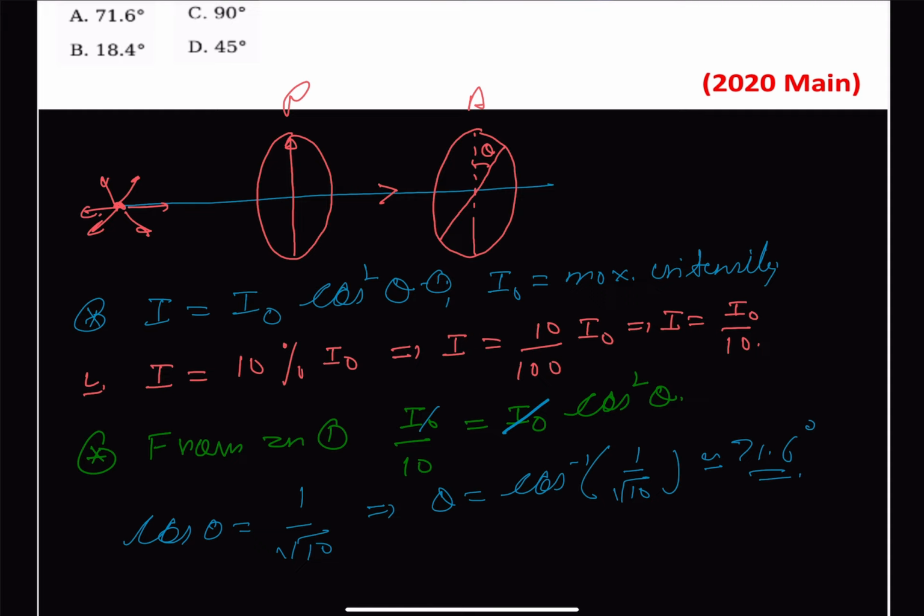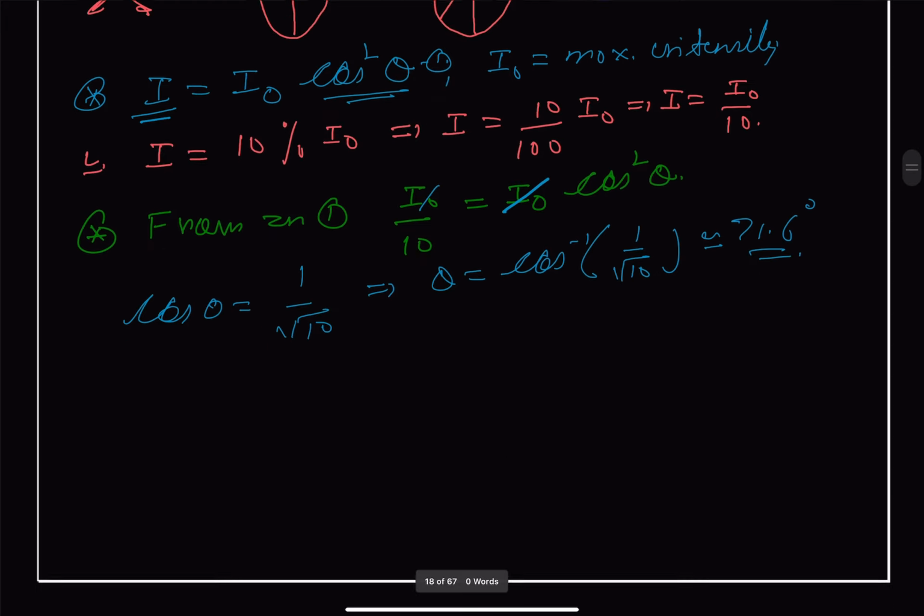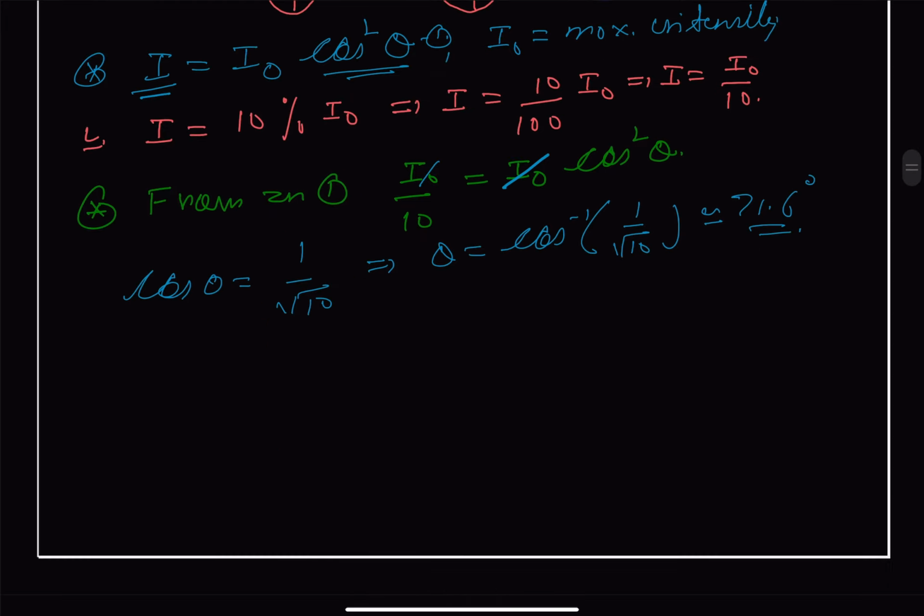But it says that we want the intensity to be equal to 0. So from equation number 1, it is quite obvious that when theta is equal to 90 degrees, the intensity I comes equal to 0. You can say that for theta equal to 90, in equation 1, I is equal to 0, because cos 90 is equal to 0.